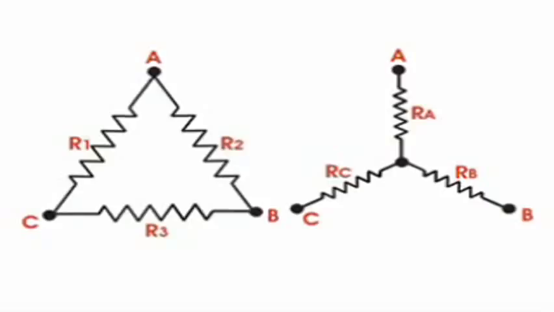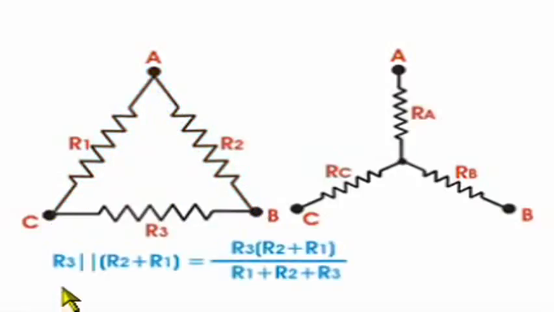And as you see from the diagram, there are two parallel resistive paths across B and C. One path is through resistor R3 and another path is through series combination of R2 and R1. Hence, the equivalent resistance between these points will be parallel combination of R3 and R2 plus R1, and this is equal to R3 into R2 plus R1 divided by R1 plus R2 plus R3.